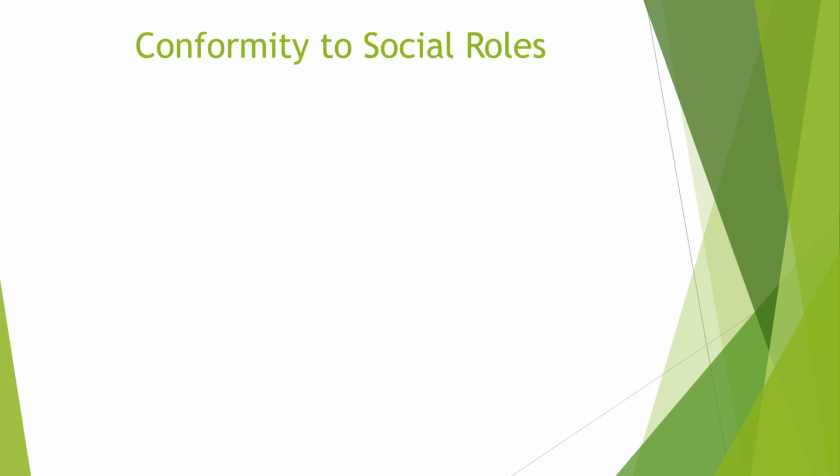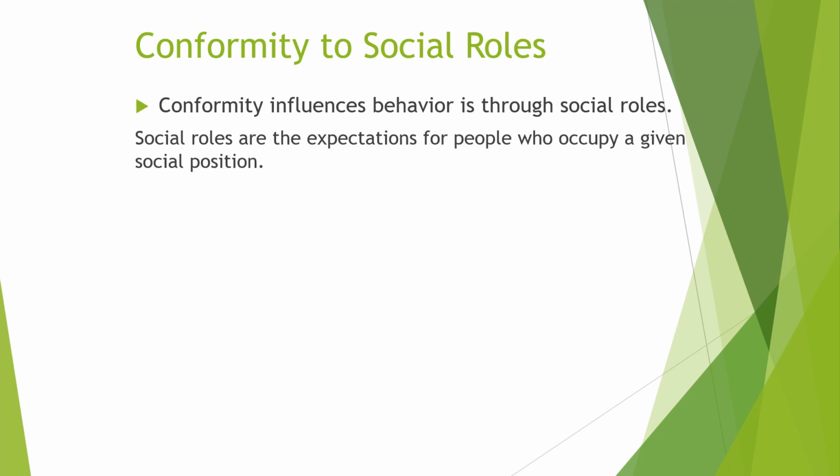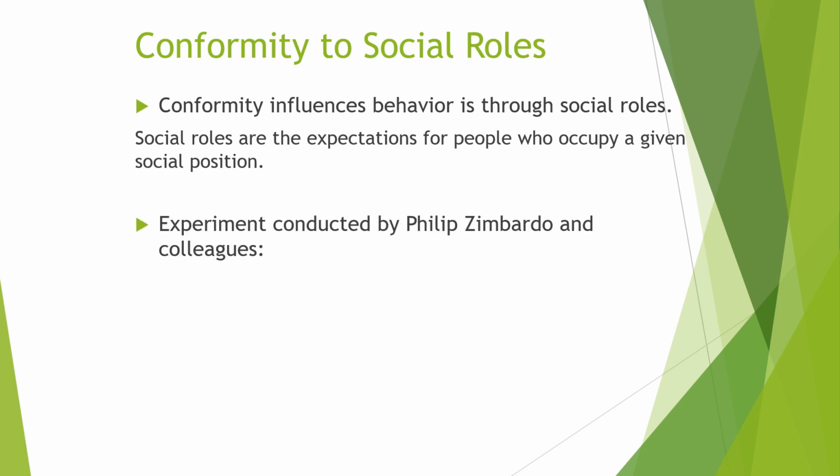All right, the next one is conformity to social roles. Conformity influences behavior through social roles. Social roles are the expectations for people who occupy a given social position.